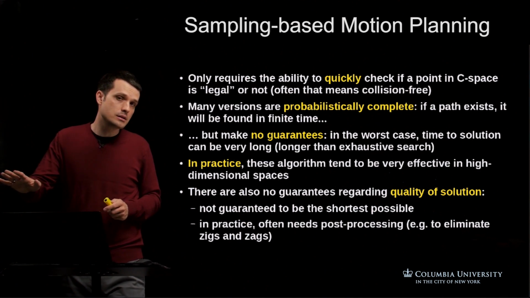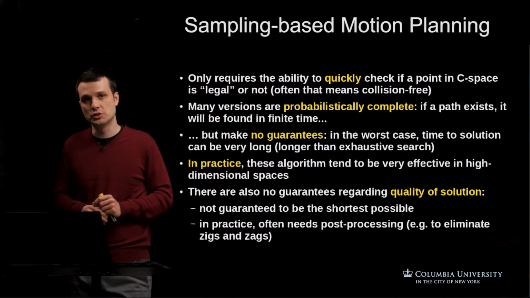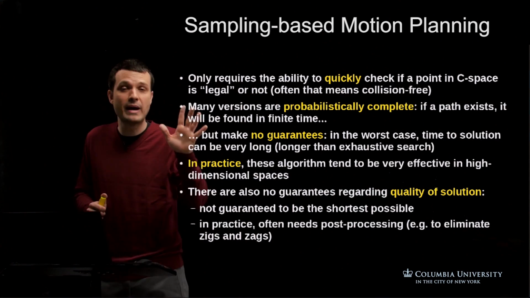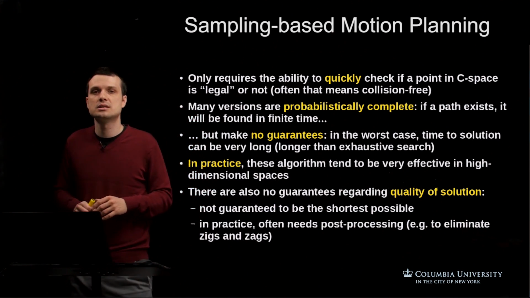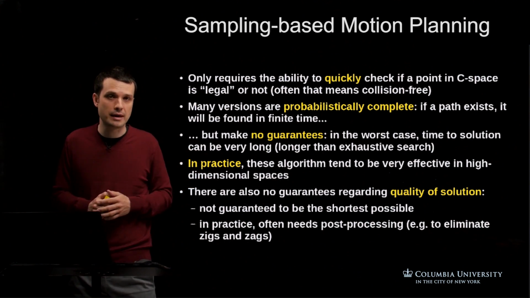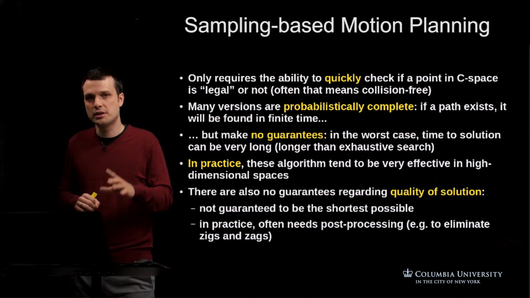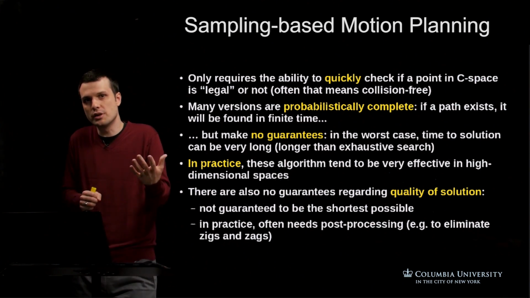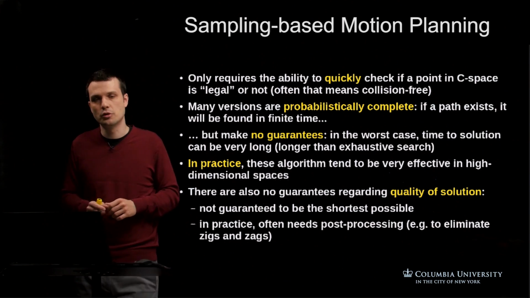The other thing that stochastic motion planning makes no guarantees about is the quality of the solution. What do we mean by the quality of the solution? Well, maybe you don't just want a path. You want the shortest path. There's no guarantee that once RRT or PRM has found a path, that's the shortest path. In fact, if you just take the raw solution from the RRT and the PRM, it's immediately obvious that it's not the shortest because it contains many, many zigs and zags, and that's just the nature of random exploration.